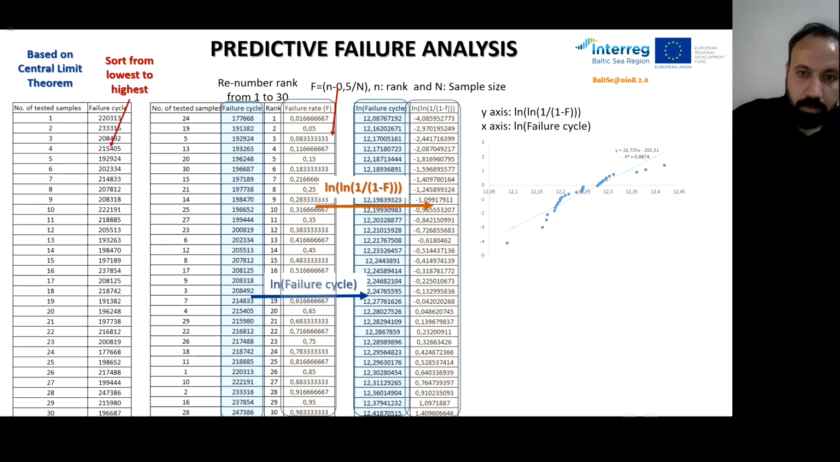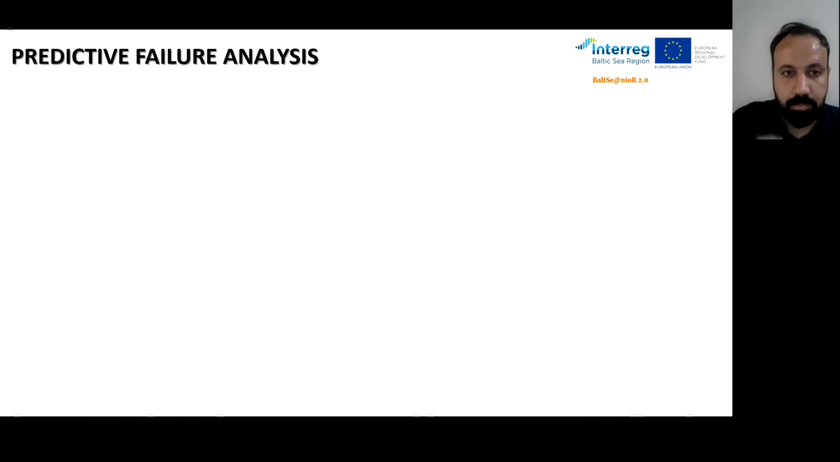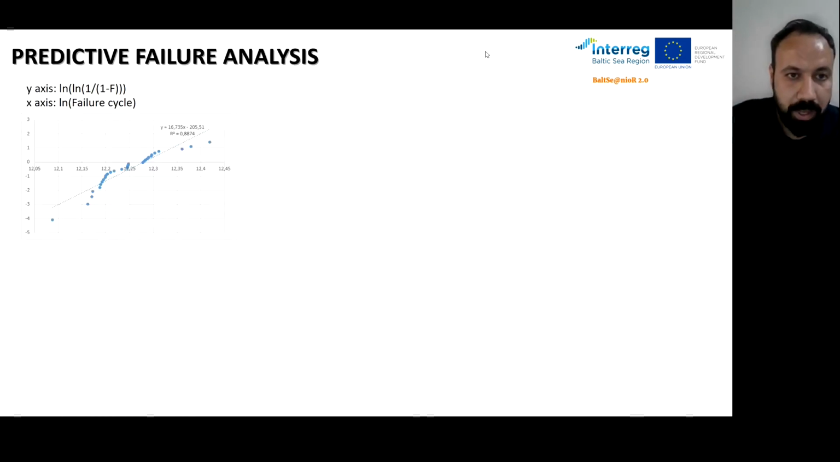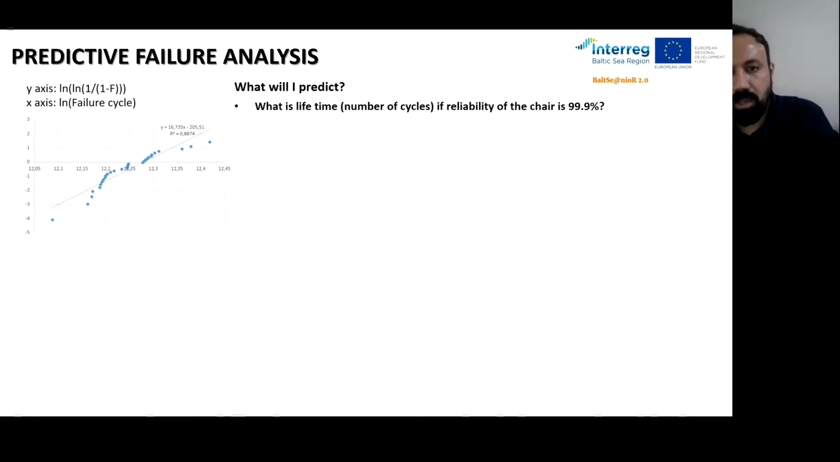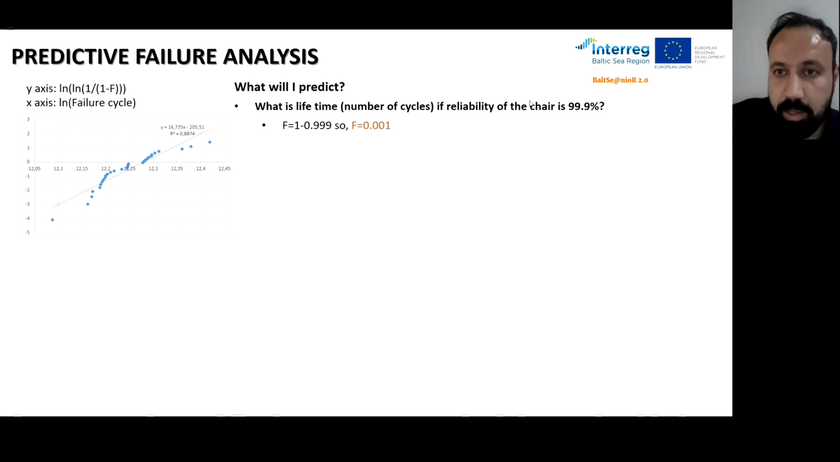So let's go to the calculation of how to find lifespan, or number of cycles, or the reliability based on this plot. Here I just recall my plot again, and what I will predict. First, what is the lifetime or number of cycles if the reliability of the chair is 99.9%? The reliability level is given in the question. If the reliability level is 99.9%, my failure rate F is equal to 0.001.